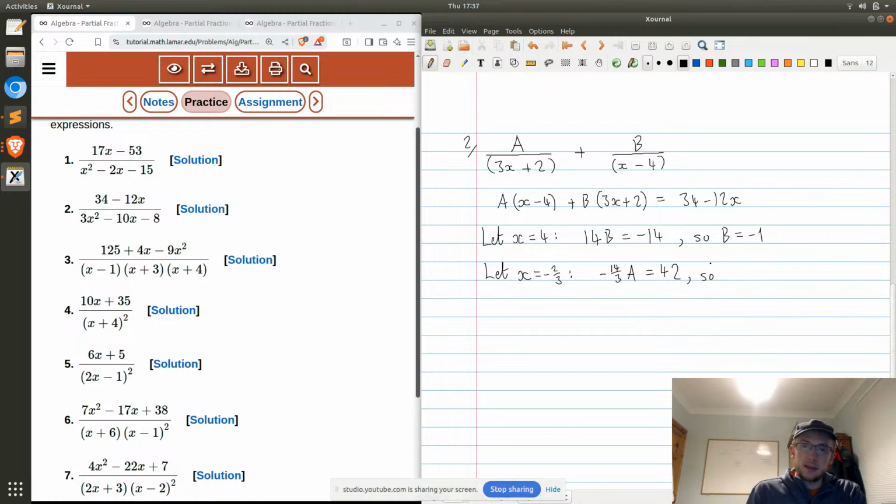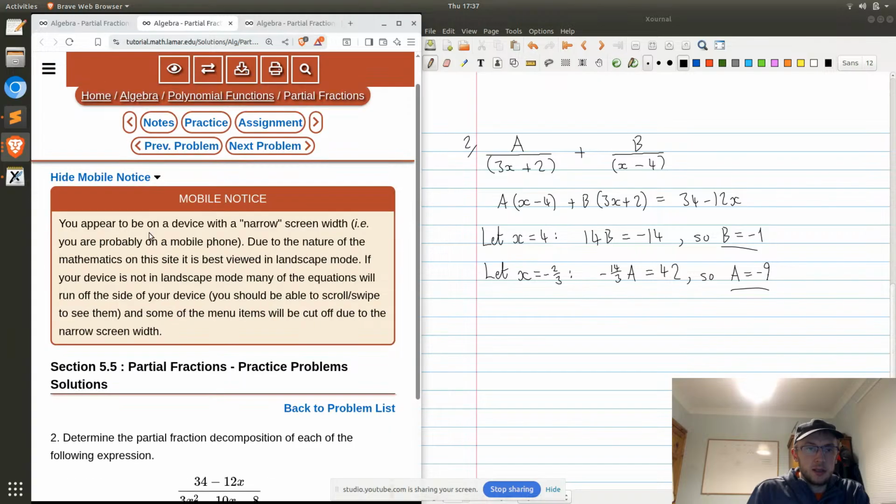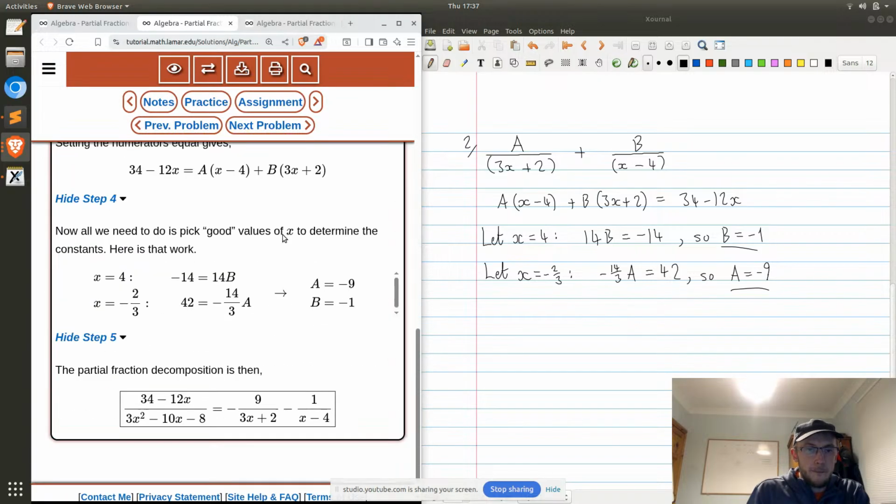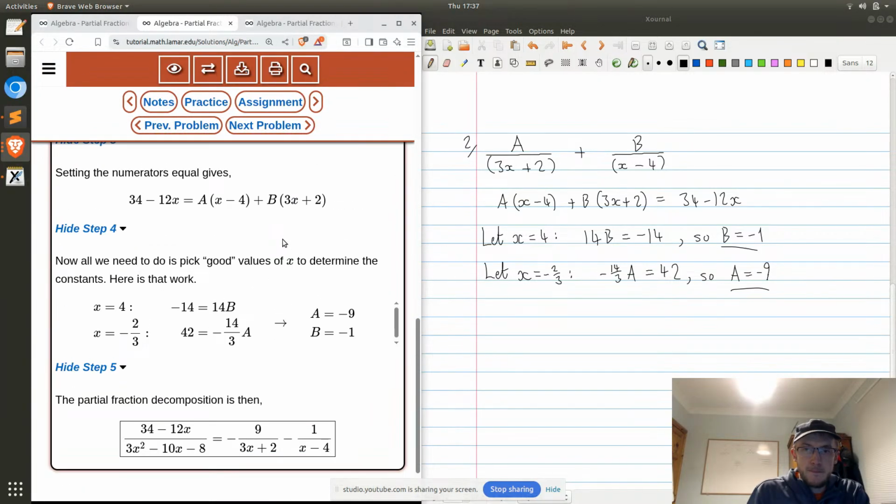So this implies that a is 126 over 14, which is 9, but it should be the negative, so a is negative 9. And if you make the substitution up there, that should be right. And so we check. And that's correct, and that's good.